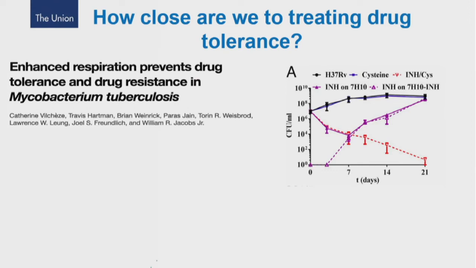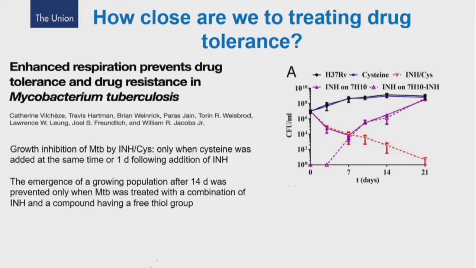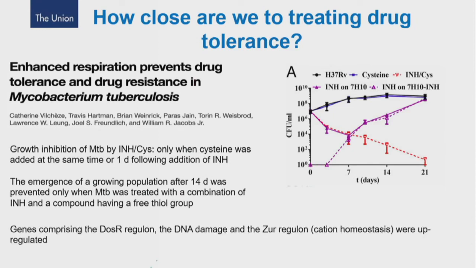So this is an example of cysteine, of a tolerance attack mode. But interestingly, you had to give the cysteine on the same day you started INH or within 1 day afterwards. After that, it had no effect anymore. And they tried other components, but you had to have a free thiol group. And how it worked was, again, transcription with upregulation of DOS-R, DNA damage, and cation homeostasis.